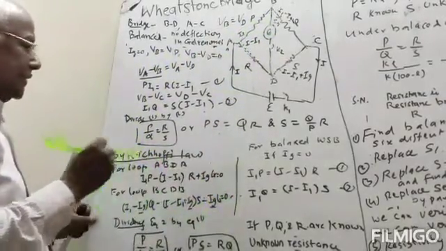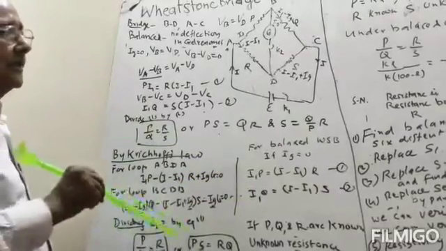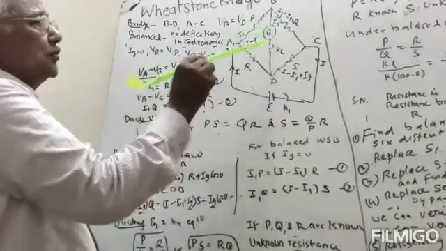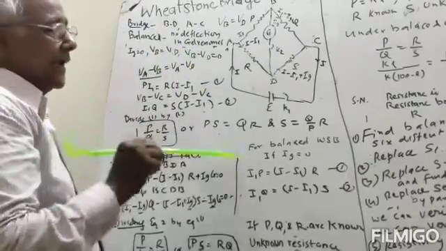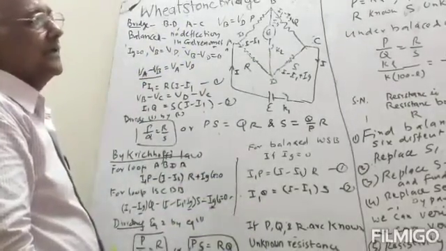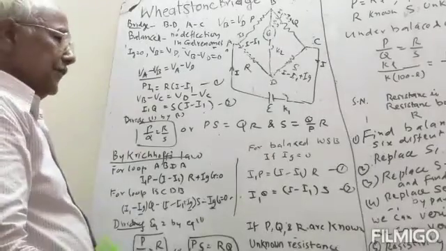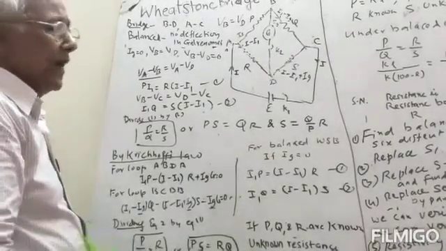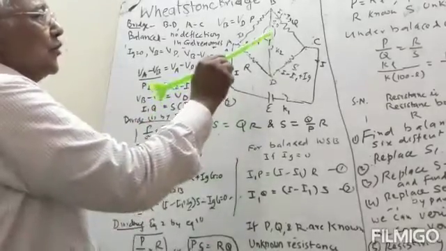So this will be the condition when we consider that Ig current passes through the galvanometer, and that condition is when the Wheatstone bridge is unbalanced. Now if we consider that the Wheatstone bridge is balanced, then Ig will be equal to 0.